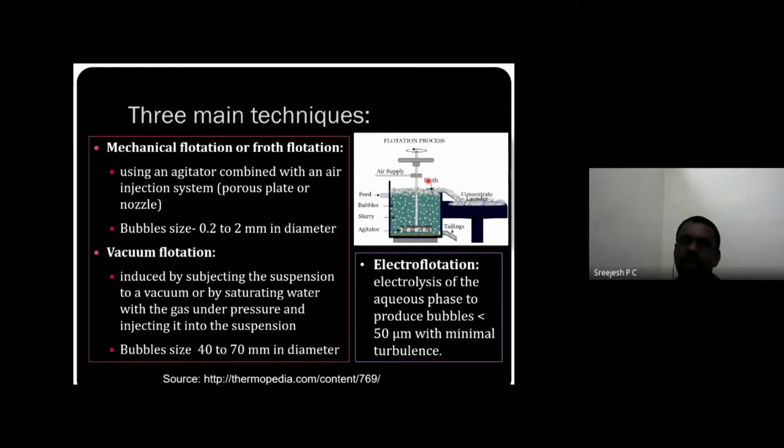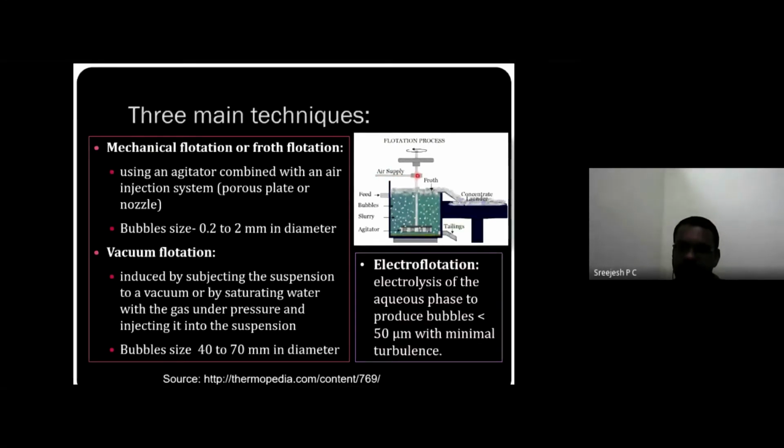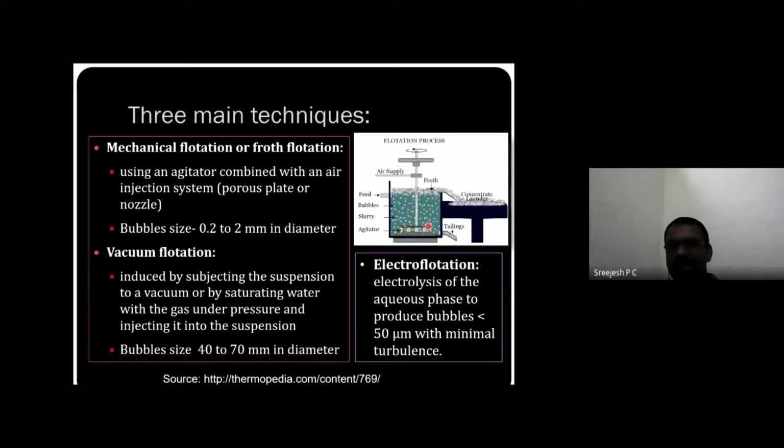It is a tubing through which we can also give the supply of sterilized air. This sterilized air will be coming out through the bottom. At the bottom, you will be able to see the sparges that are present. Through the sparges, it is coming in the form of bubbles. When they come out of the sparger, they will be narrow bubbles. In mechanical flotation, we can create bubbles in the range of 0.2 to 2 millimeter in diameter.